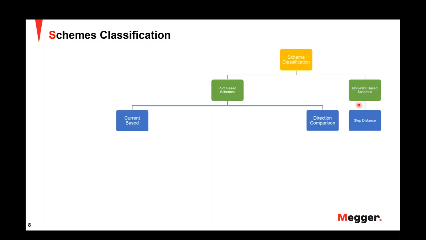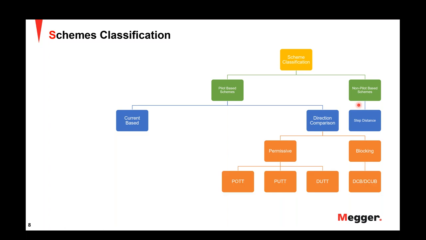So the pilot-based schemes are further classified into current-based and direction comparison. In the webinar that I presented earlier in the year, on transmission line protection, I covered the direction comparison-based schemes, which included the permissive type schemes and the blocking schemes, such as POTT, as well as directional comparison blocking and DCUB, right? Those are all direction comparison based schemes.